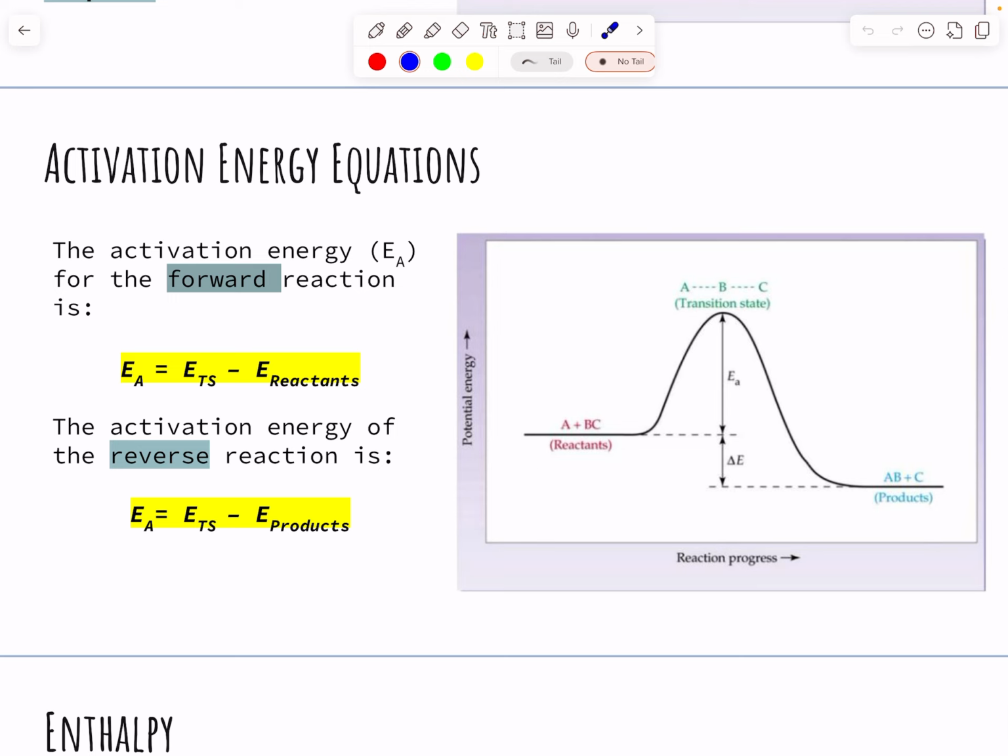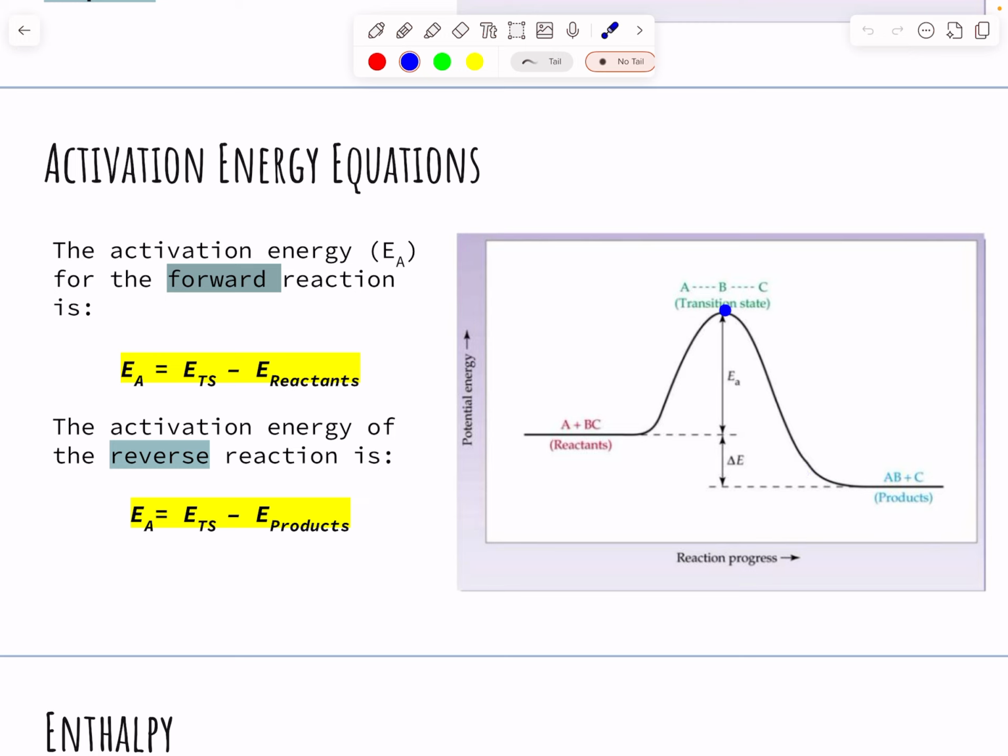So energy of activation is equal to the energy of the transition state, which is ETS, minus the energy of the reactants. So it is right here, EA. If you are going in the reverse reaction, the activation energy is the energy of the transition state minus the energy of the products, and that is all the way down to here, which makes sense. If we're coming from the products, we have to go from this energy and overcome this much activation energy to get to the transition state.